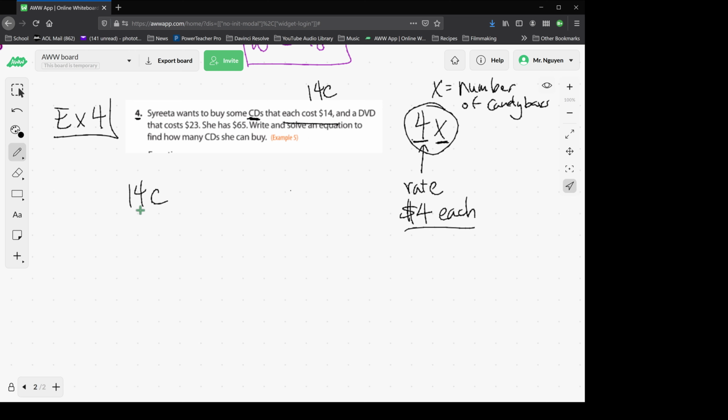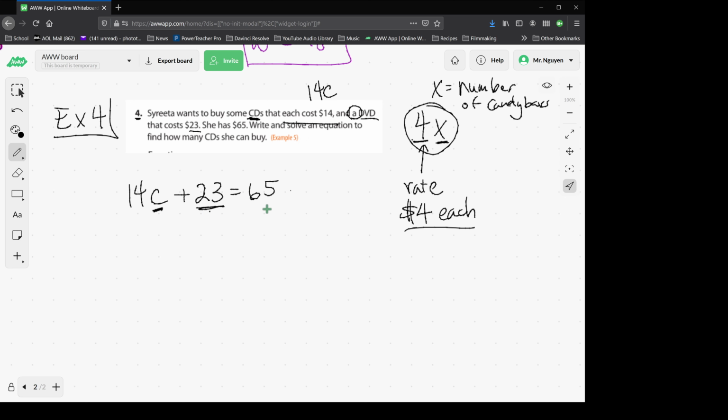$14 for however many CDs she buys, plus a DVD that costs $23. So that's what she wants to buy, another DVD. So that's 23. She said exactly how many DVDs she's going to buy. Just one, right? She has $65. And solve an equation to find how many CDs she can buy. There you go. $14 times the number of CDs she can buy plus the DVD. And that should give you $65.